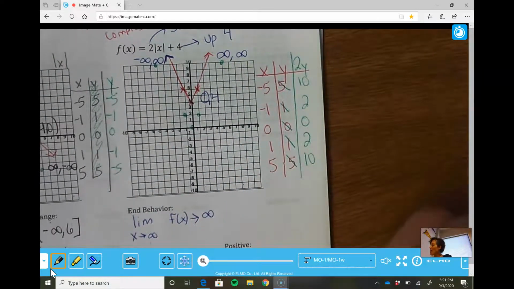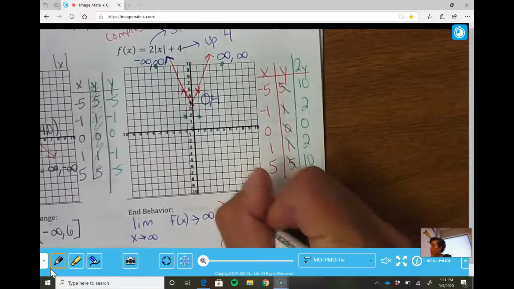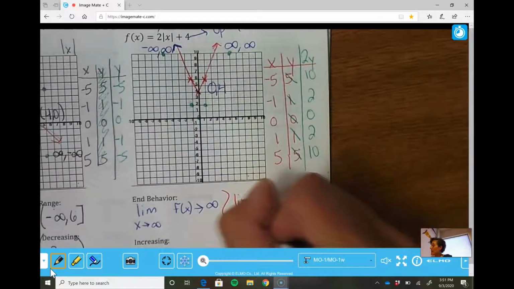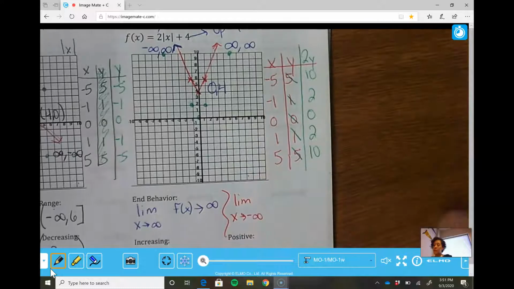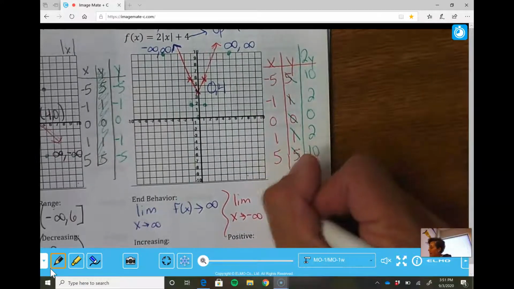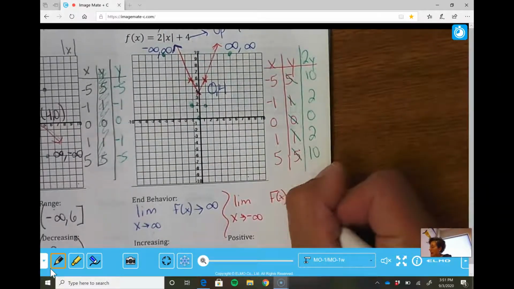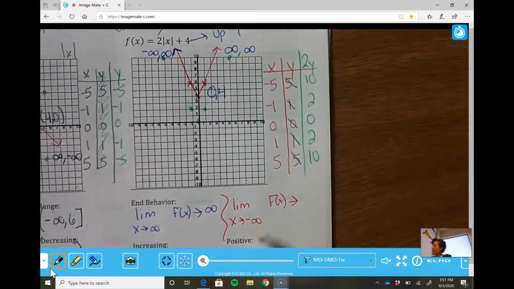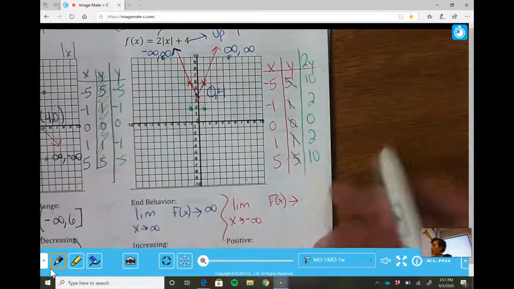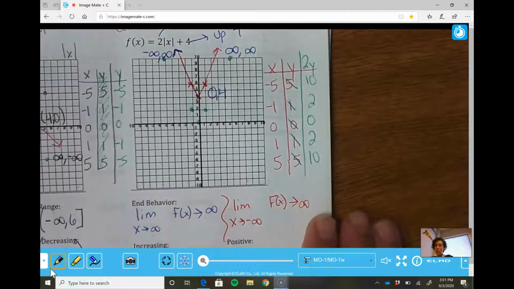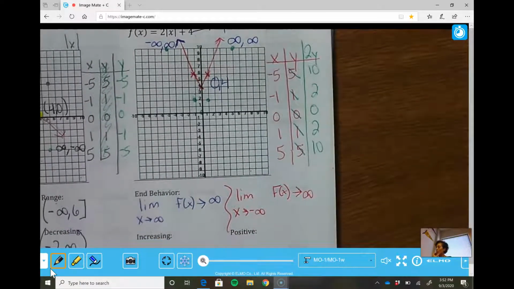And then I'm going to do it all over again. And you have to write it with the LIM on top, the x to infinity, or negative infinity. And then next to all of that, like on the same line, is the f of x. So as x gets smaller, what are the y's doing? Well, that's infinity. So this whole thing is the answer. This is an all right or all wrong.